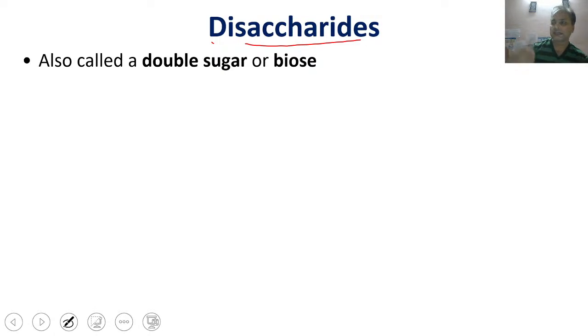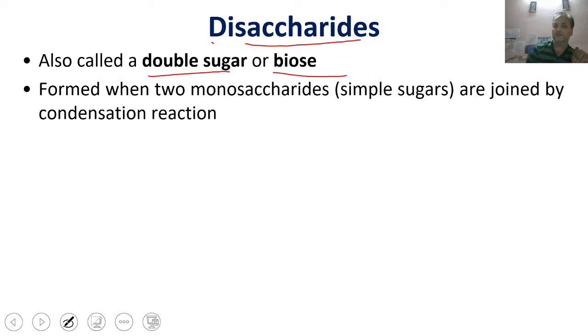Disaccharides have some alternate names also. It is called a double sugar also. It is called biose. Bi means two, ose means sugar. So disaccharides have different names, but preferably we use disaccharides only.